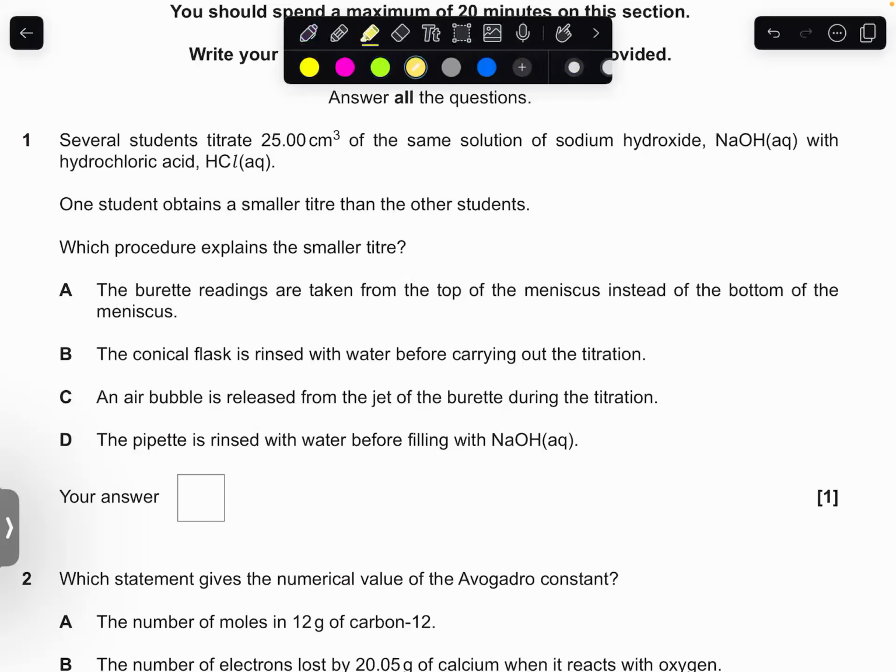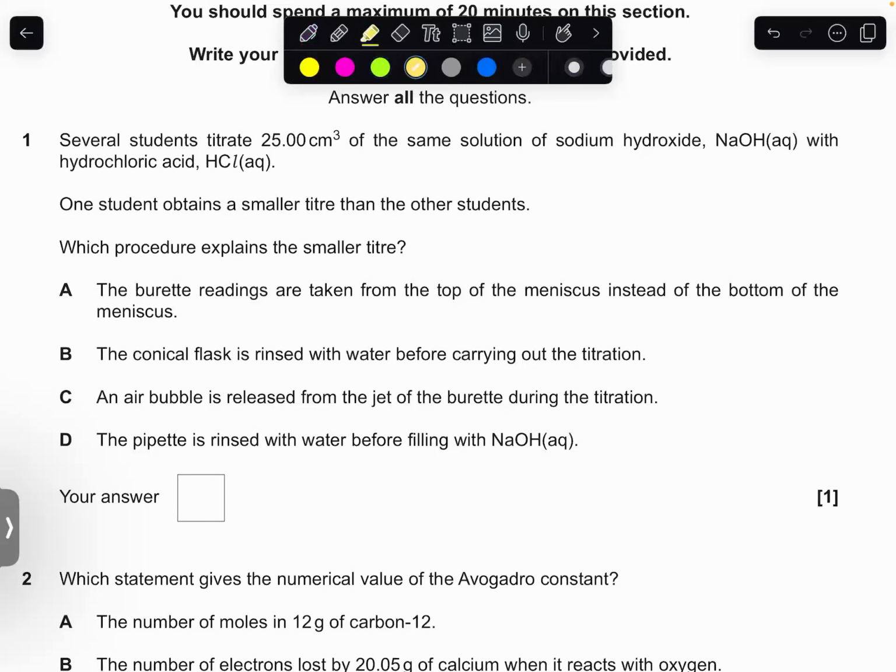The number of atoms in 1 mole of chlorine molecules. You see, Cl2, if you've got 1 mole of this, you'll end up having 2 moles of chlorine atoms. 2 moles will be double Avogadro's number. So D is ruled out.